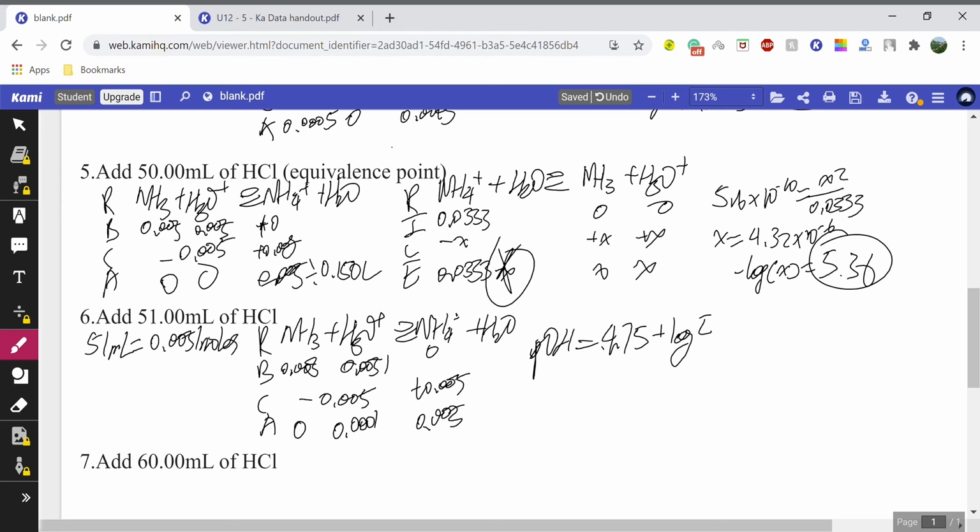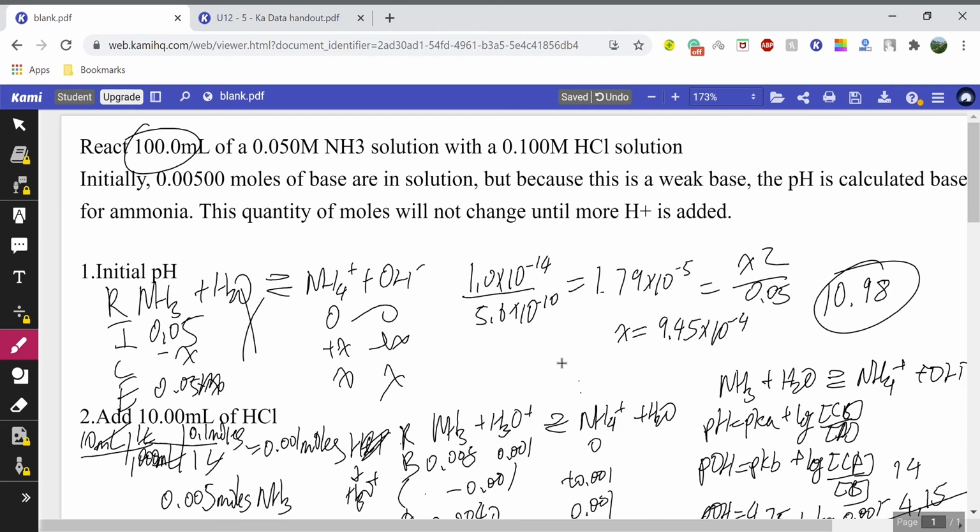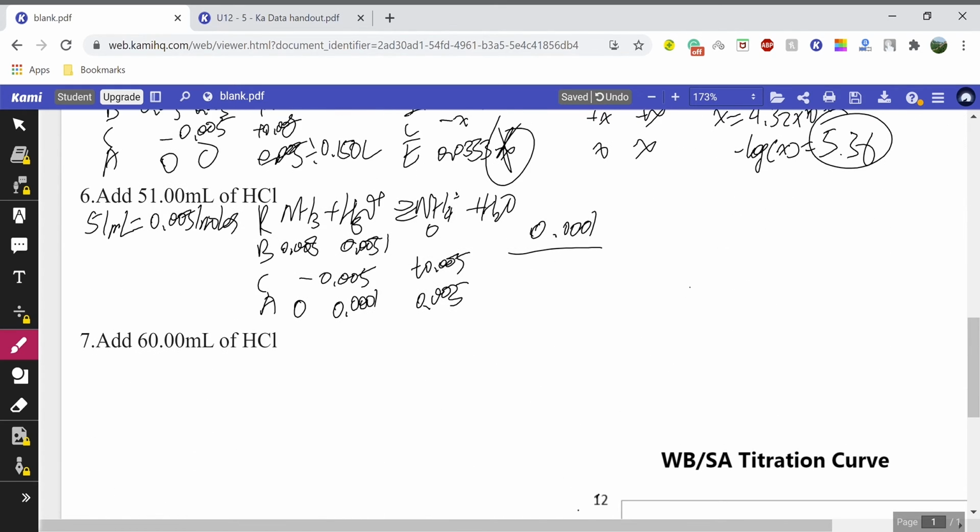We won't even use this equation anymore because we have an excess H3O plus. So there will be no equation because we're going to be dividing by 0. There will be no HH equation because we'll be dividing by 0. And we can just convert 0.0001 divided by our new volume. We have 51 plus the 100 in the beginning. So 51 plus 100 is going to be 151. So we're going to divide this by 0.151 liters.